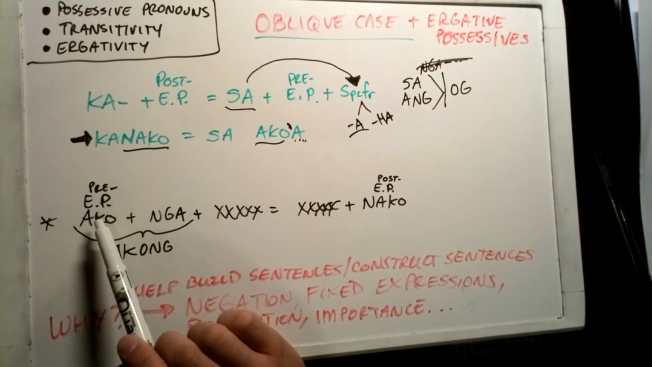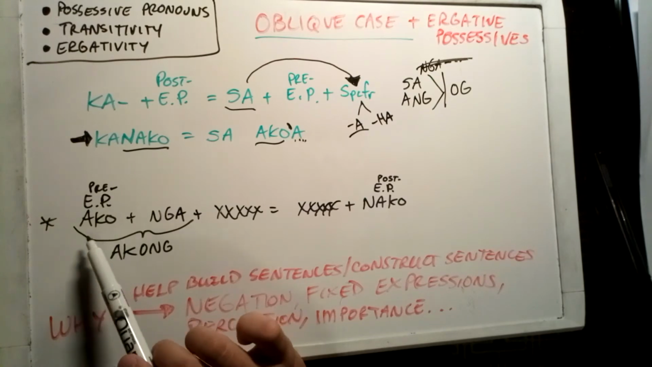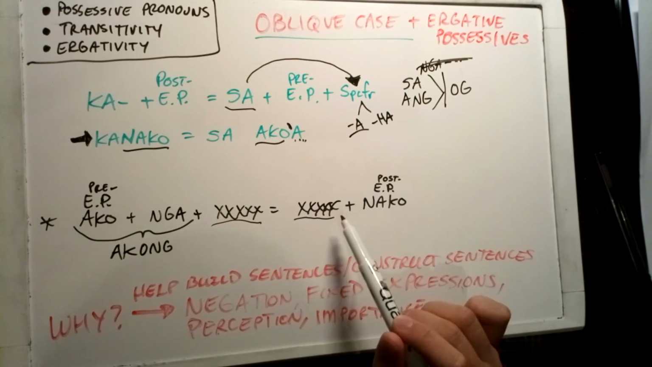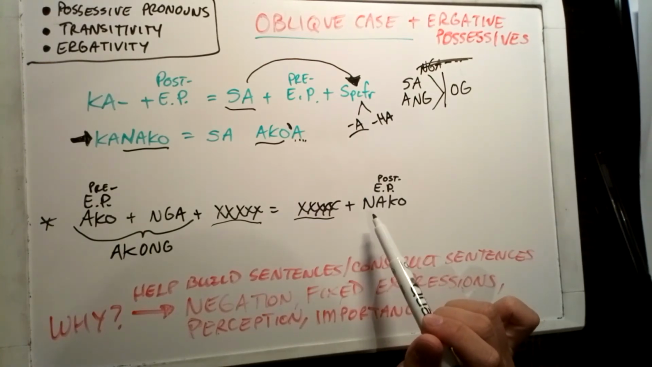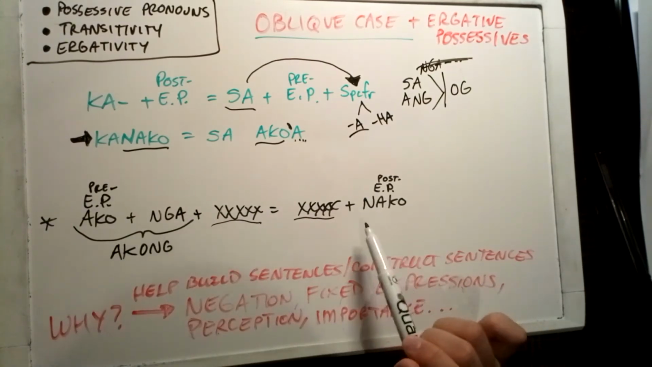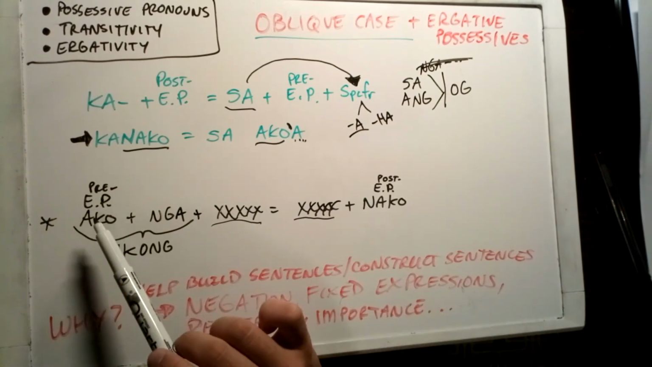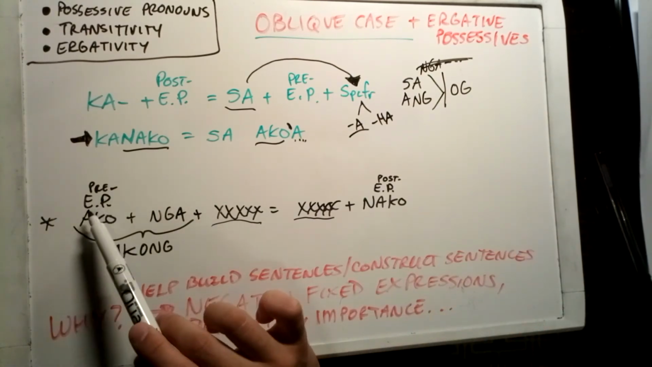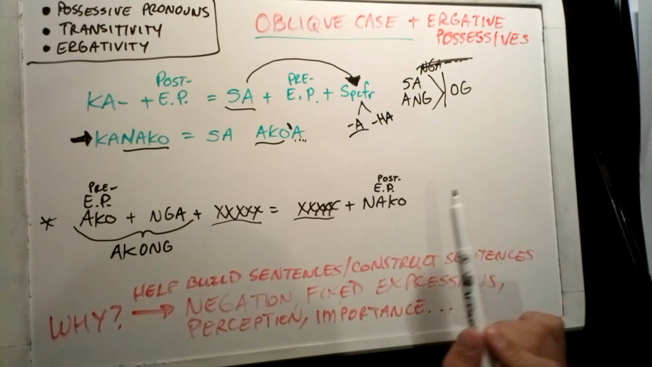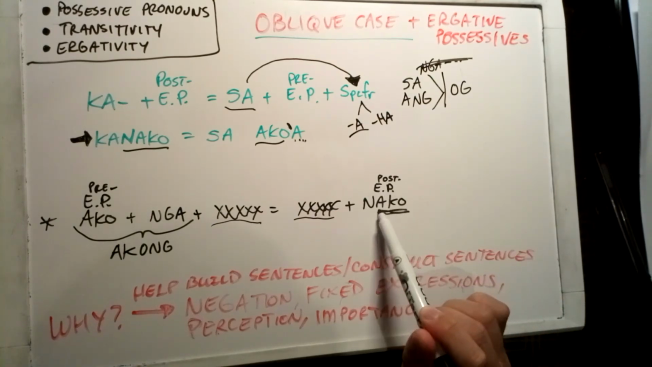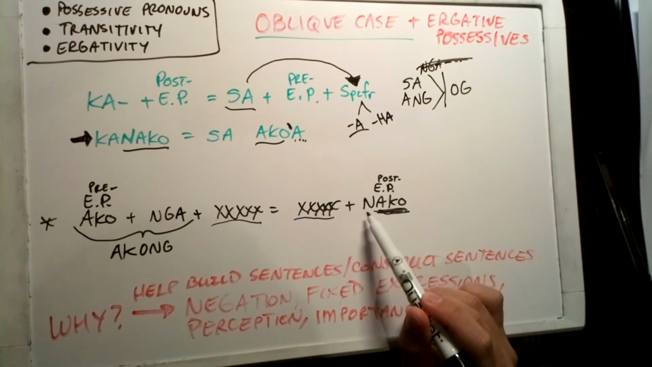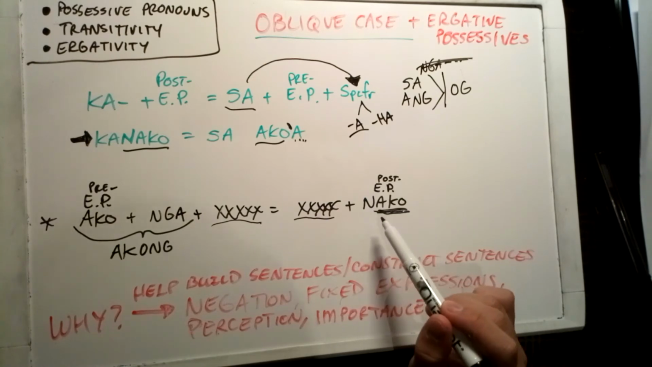If we have a pre-post ergative pronoun, such as ako, for example, ako plus nga plus whatever noun is the same as whatever noun plus nako, okay? And ako comes from the ergative pronoun nako. Remember nako, which is the post form. That's where we get our ako from, in the ergative case pronouns. That's where the ako comes from if we take away the na, the letters na, okay?